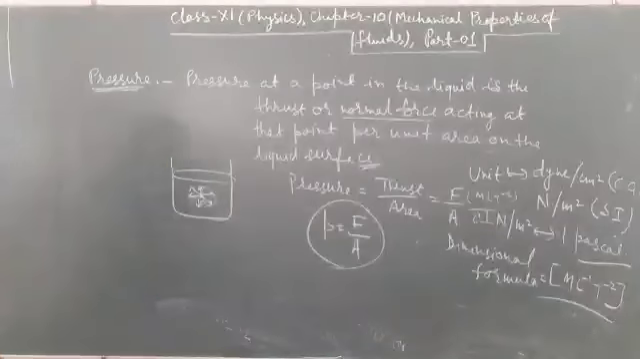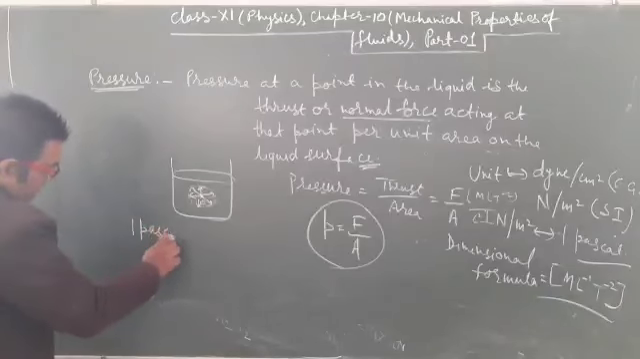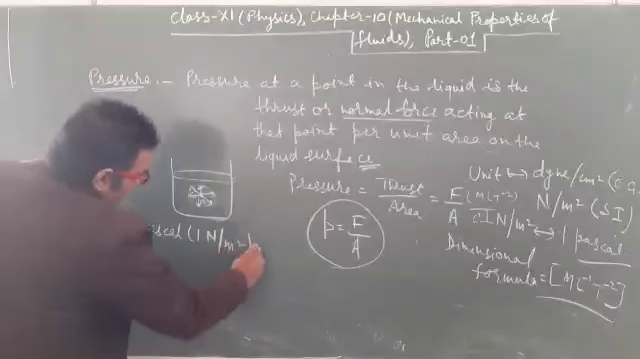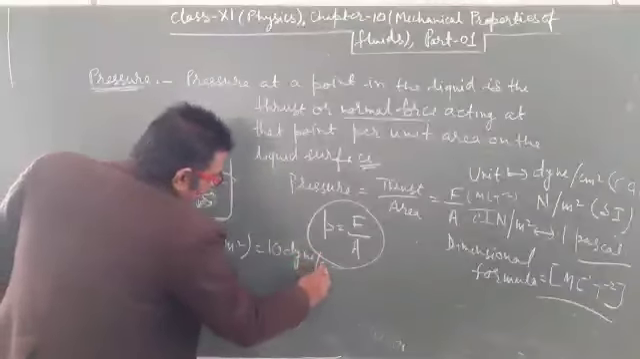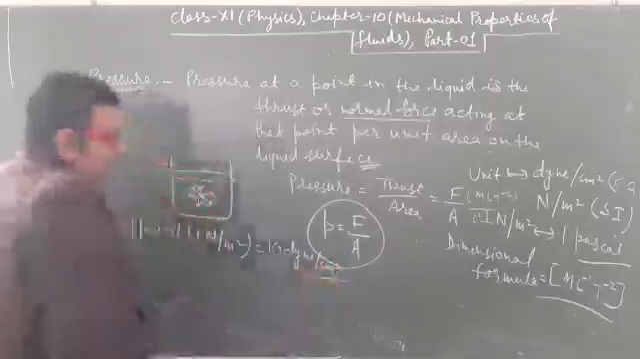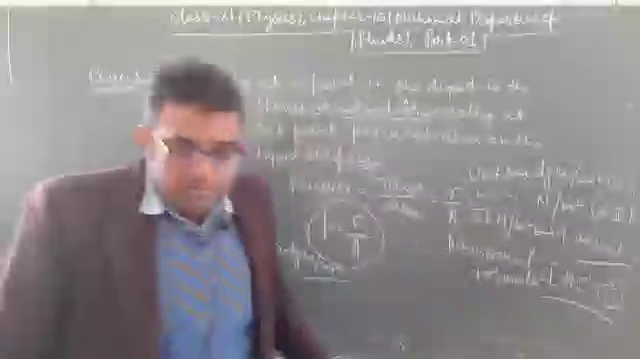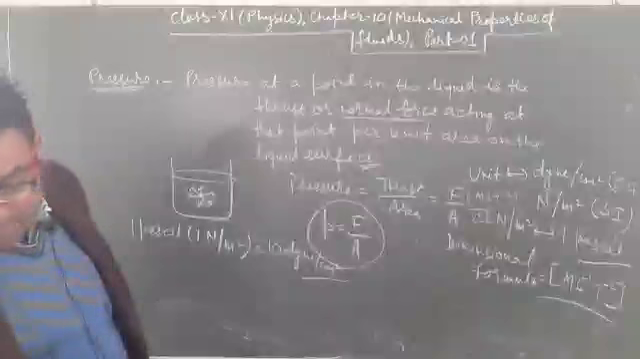Now 1 Newton per meter square, or 1 Pascal, is equal to 10 dyne per centimeter square. Yes students, now this is about the pressure and its dimensional formula.